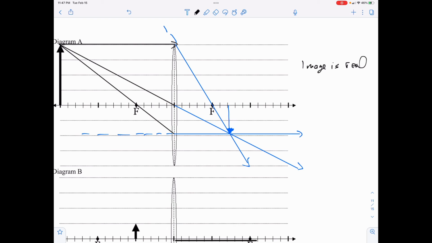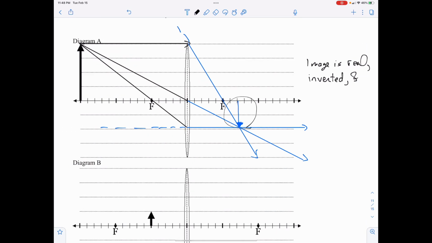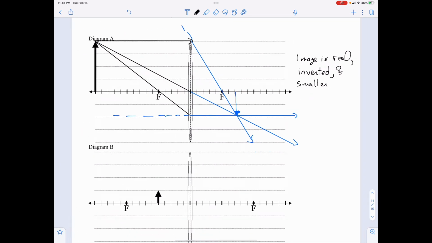And how else do we know it's a real image? It's inverted. All real images are inverted. So it's real, it's inverted, meaning it's upside down, and notice this is 2 units high compared to 4 units high. It's about half the size, right? So it's smaller. The image is smaller than the original object.